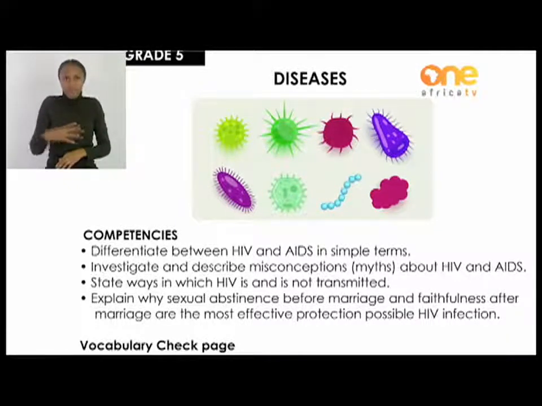At the end of this lesson, each and every learner should be able to differentiate between HIV and AIDS in simple terms, investigate and describe misconceptions, myths about HIV and AIDS, state ways in which HIV is and is not transmitted, explain why sexual abstinence before marriage and faithfulness after marriage are the most effective protection possible for HIV infection.